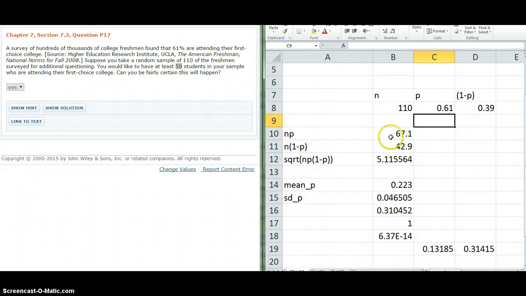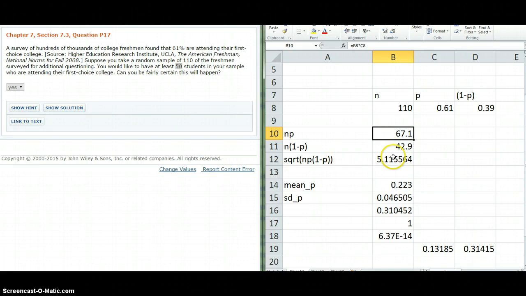So in that sample of 110, my mean, if I did this several times, would be to get about 67 students who are attending their first choice college. Where do I get that number? Well, that's 61% of 110. So that would be my most likely outcome, or at least the mean. And I should mention also that my np and n(1 minus p) are both over 10, so I'm assuming a normal distribution here.